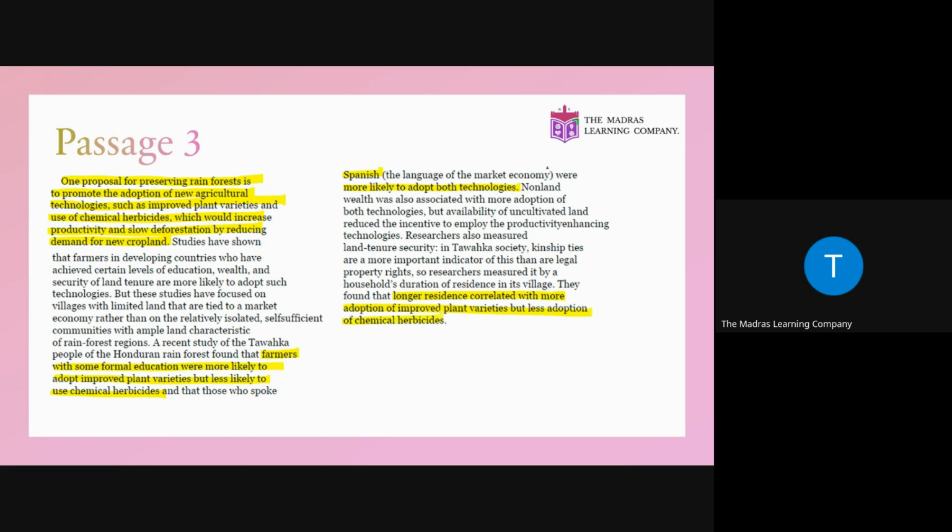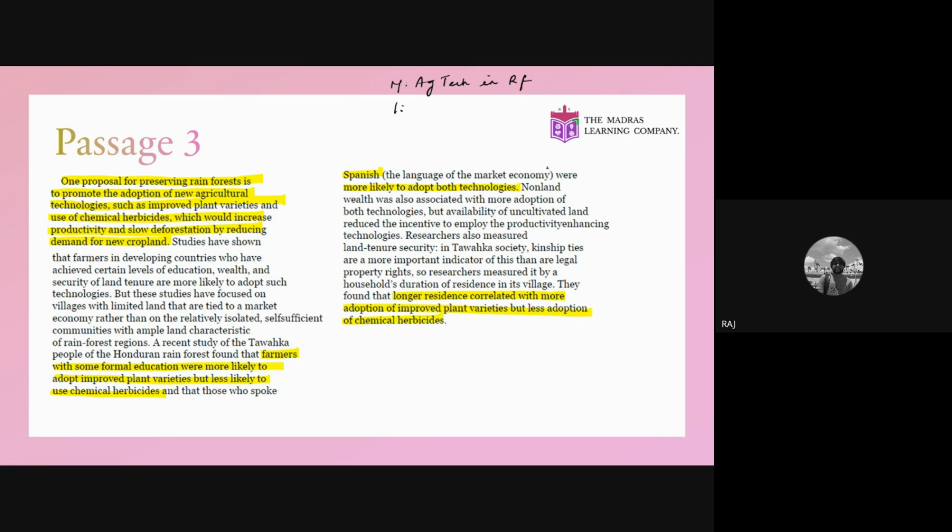So net, do you both agree that it's talking about agricultural technologies in rainforest areas? Yeah. Okay, so the main idea is going to be agricultural technologies in rainforests. Raj, do you agree? Yes, that was my point. Okay. Issue: what is the author telling you about these technologies?